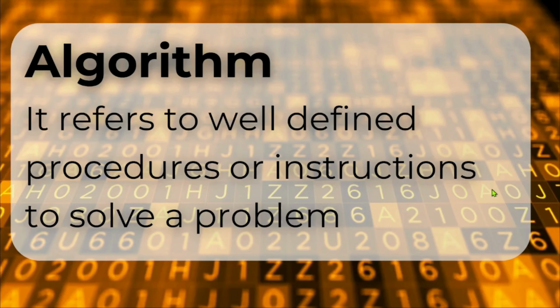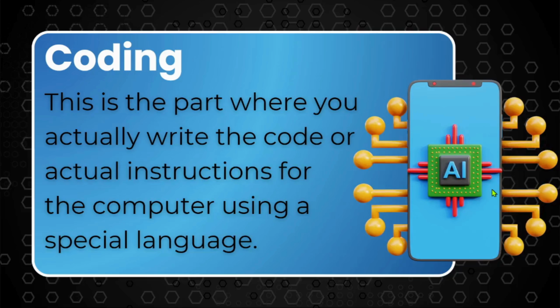Now, after the programmer has defined the problem and designed a solution, the next step is to write a program in a specific programming language. This is the part where you actually write the code, or actual instructions for the computer, using the specific language that you want. Take note that the proposed solution to the problem may limit the choices of programming languages that can be used.